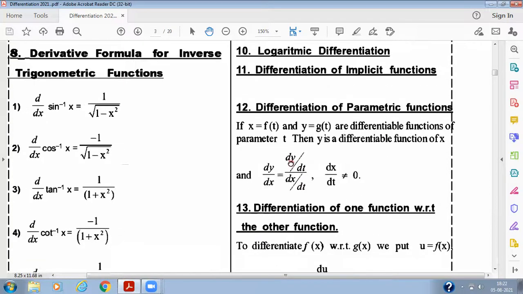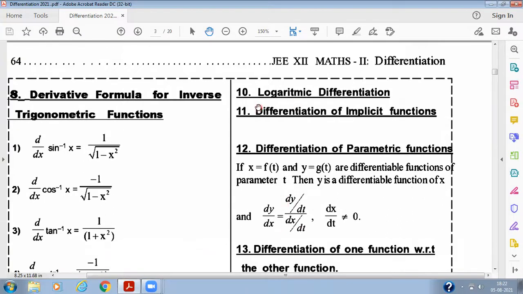Next, we have seen in the theory lectures, the 10th point, we move on to logarithmic differentiation. When we have one function raised to another function, we are going to make use of this logarithmic differentiation, students. Then the 11th one, we have seen differentiation of implicit functions in the theory lectures. The function that is combining x and y, such functions are called implicit functions.